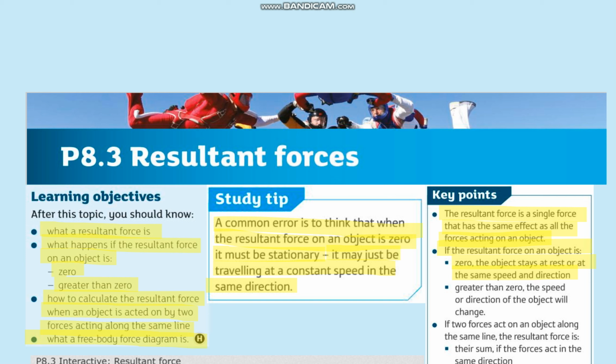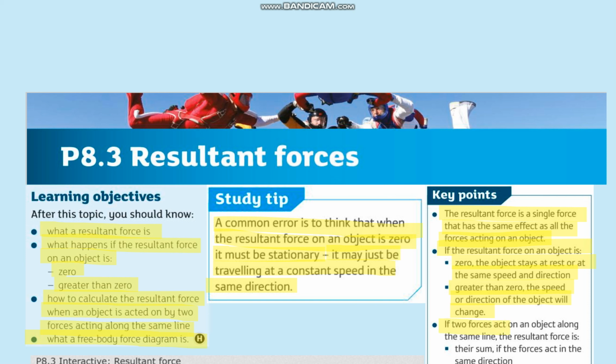If the resultant force on an object is greater than 0, the speed or direction of the object will change, and Newton's second law actually spells out for us that the acceleration is proportional to the force and inversely proportional to the mass of the object. So we get the equation F equals ma, and we can rearrange that to work out that acceleration will be F divided by m, force divided by mass.